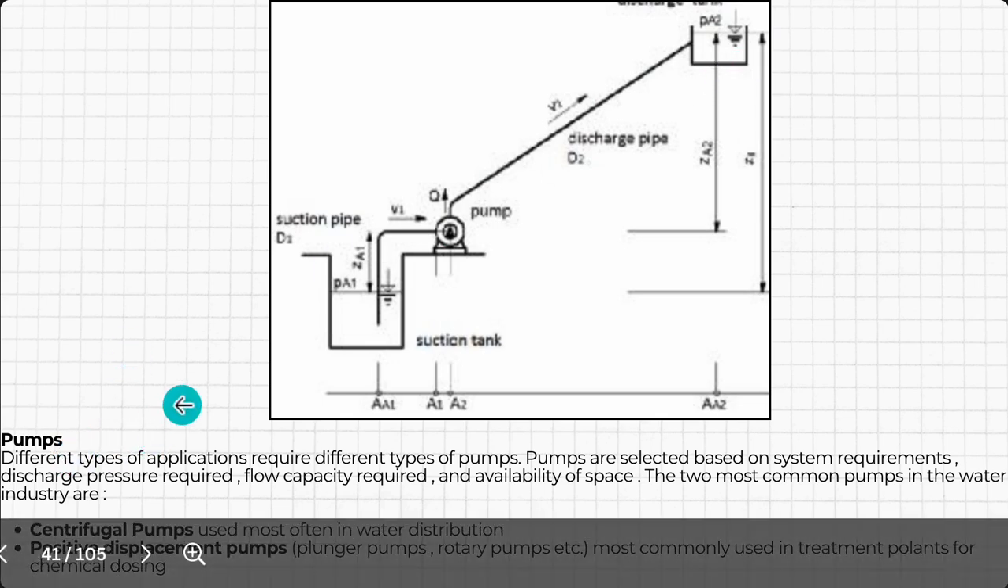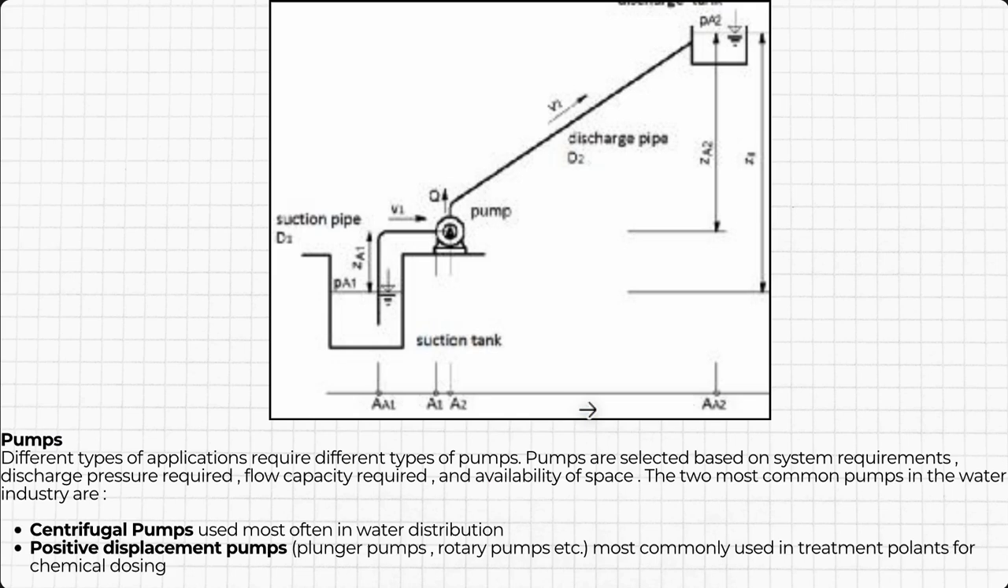So different types of applications require different types of pumps. Pumps are selected based on system requirements, discharge pressure requirements, flow capacity required, and availability of space. The two most common pumps in the water industry are centrifugal pumps and positive displacement pumps. Centrifugal pumps are used most often in water distribution, while positive displacement pumps, like plunger pumps and rotary pumps, are most often used in treatment plants for chemical dosing.